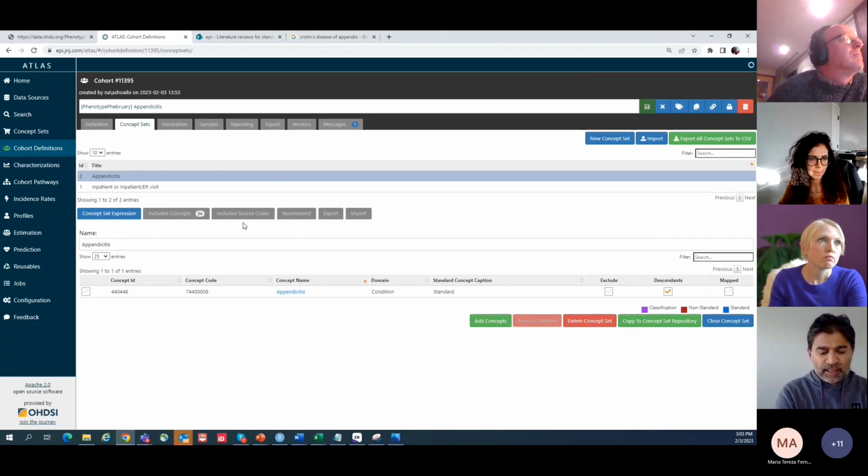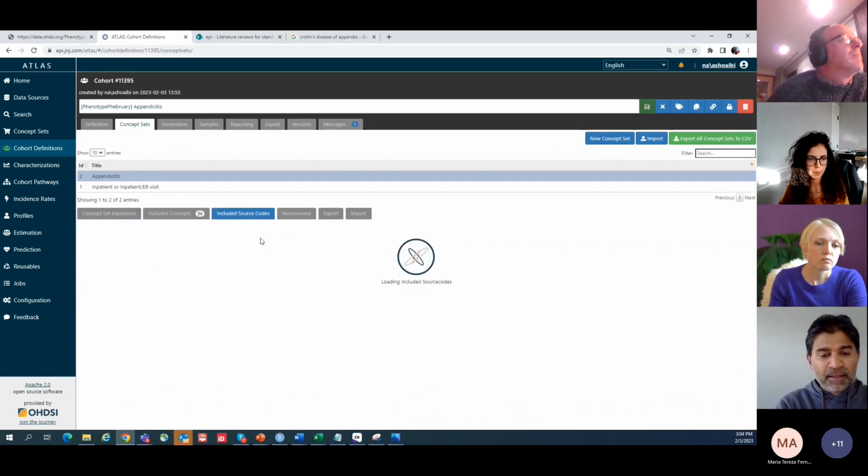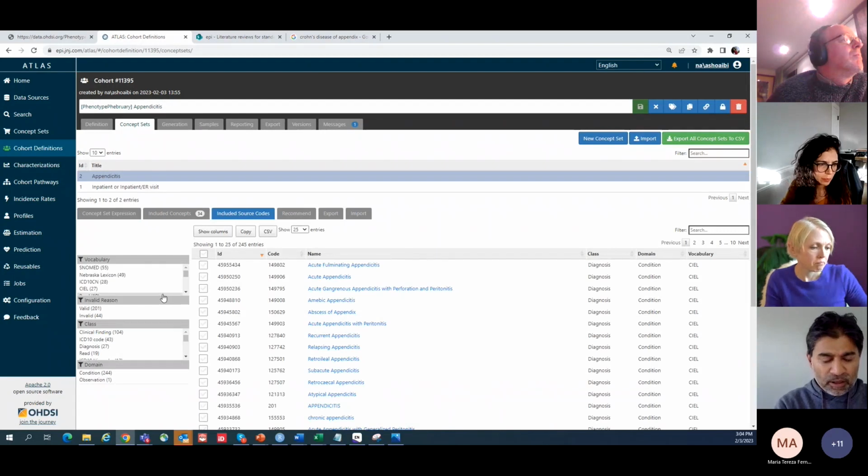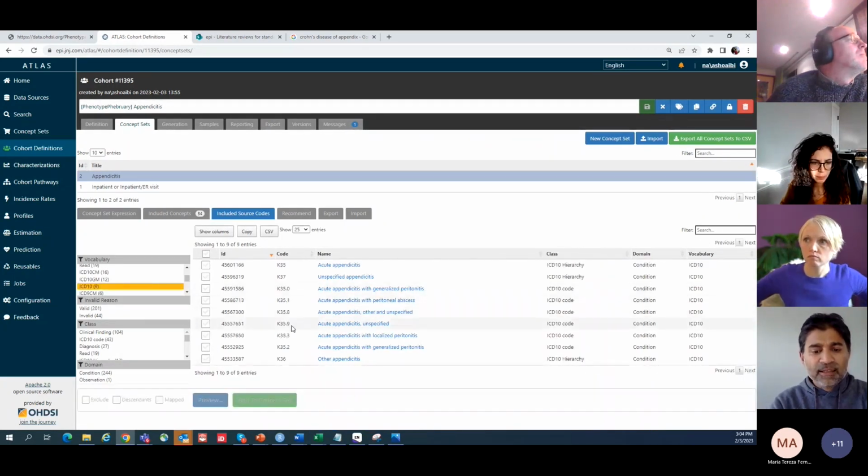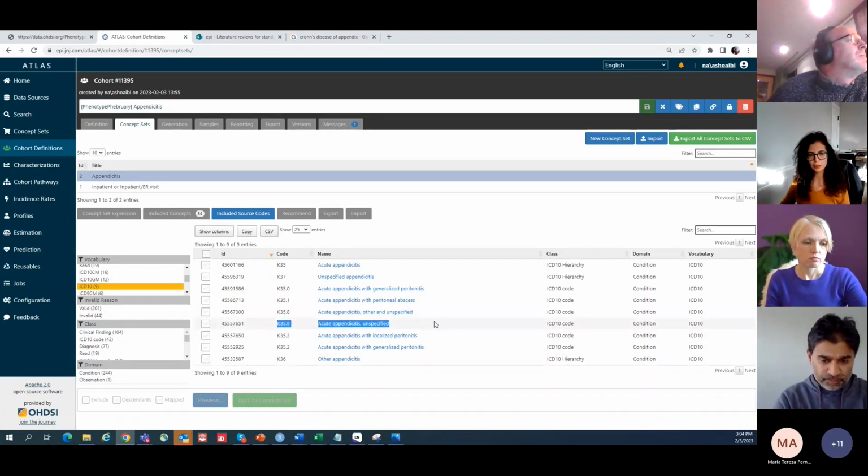The 11 data sources on data.ohdsi.org phenotype library do not have K35.9 mapped. But it looks like the concept set expression would capture that. Here it is. Yeah, so it's included in it.